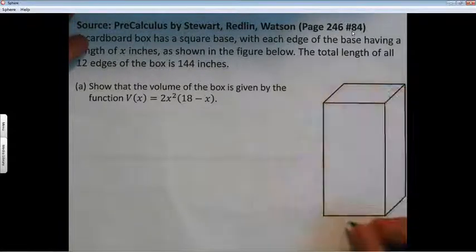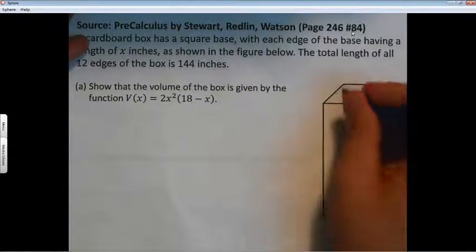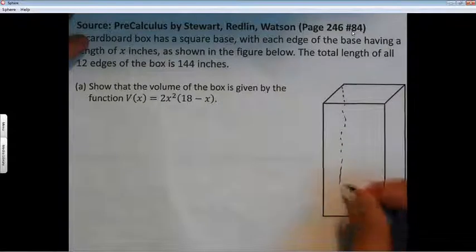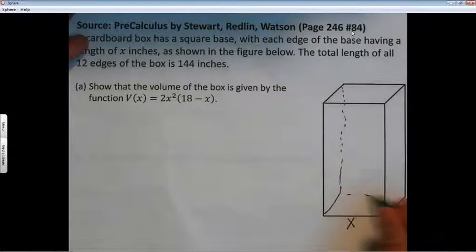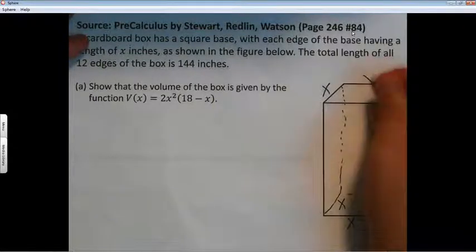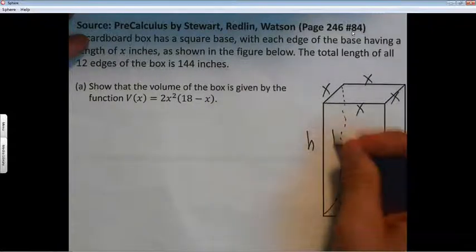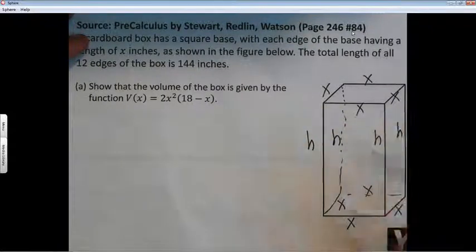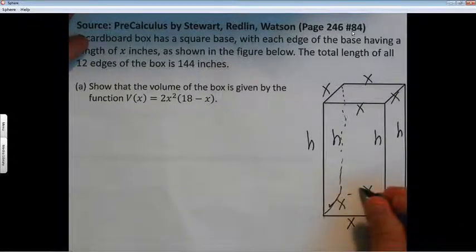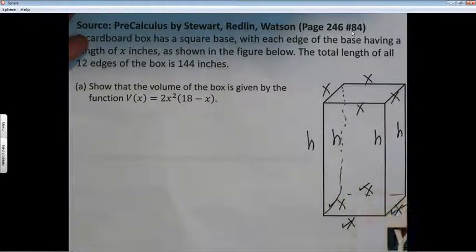So part A, we're going to show that the volume of the box is given by V of x equals 2x squared times (18 minus x). We were told already that the base is a square and the length of each side is x. And again, I'm going to draw in that side that you can't see from our perspective and the base. That's x and that's x. The top is a square. All of those are x. And I'm going to call the heights, those four, h.